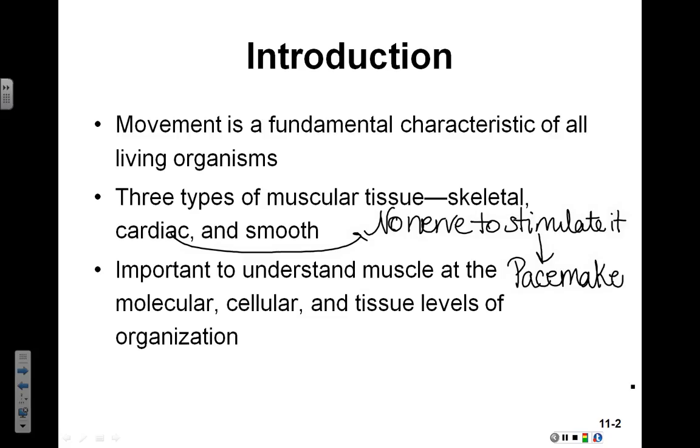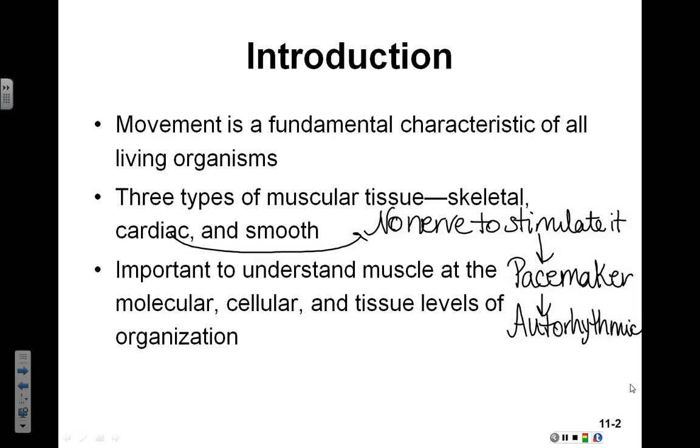The heart, of course, is going to contract when it's sleeping. The heart is going to contract when we are awake. It never stops. It just continues to keep contracting. So I want to bring that to your attention.